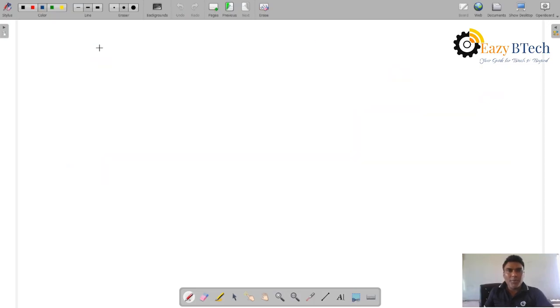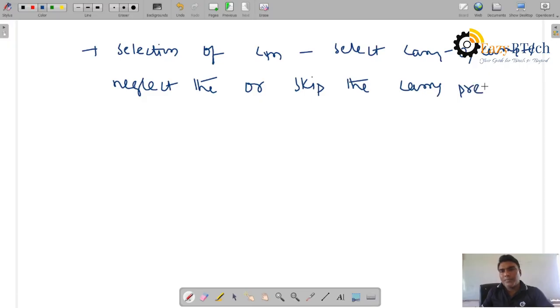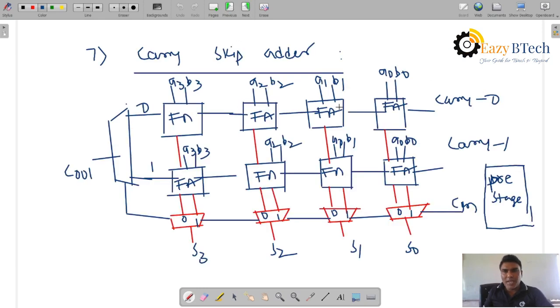the previous stage carry will be neglected. Okay, so previous stage carry. Selection of Cin, carry 0 or carry 1, okay, so neglect the carry of the previous stage. So this is what happens in skipping the carry, okay. So it will be selection of carry 0, carry 1. So from the previous stage, only 0 will be taken and 1 will be skipped. So this is what happens in these carry chain adders.